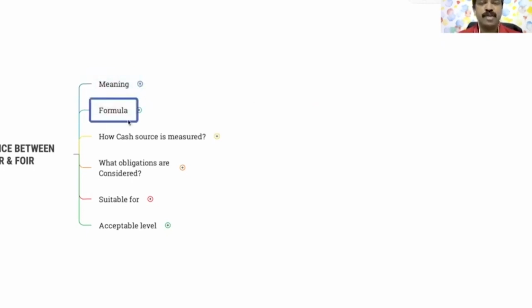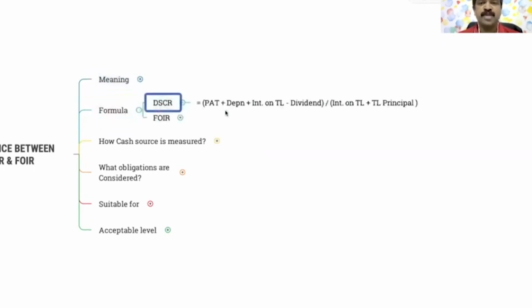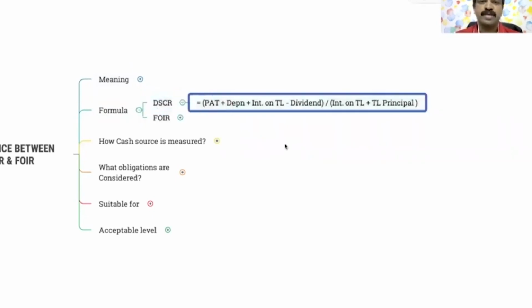Okay, what is the formula that is used in these ratios? First, let's look at DSCR. DSCR ratio, the formula, numerator is cash accruals and denominator is obligation. How this cash accruals is calculated? It is calculated as profit after tax. Then it is added back by depreciation because it is a non-cash item. Then it is added back by interest on term loan because we want to know what is the cash profit before paying interest. So for that reason, we add back interest on term loan. This goes to the numerator. Whereas in the denominator, it will be interest on term loan plus principal commitment.